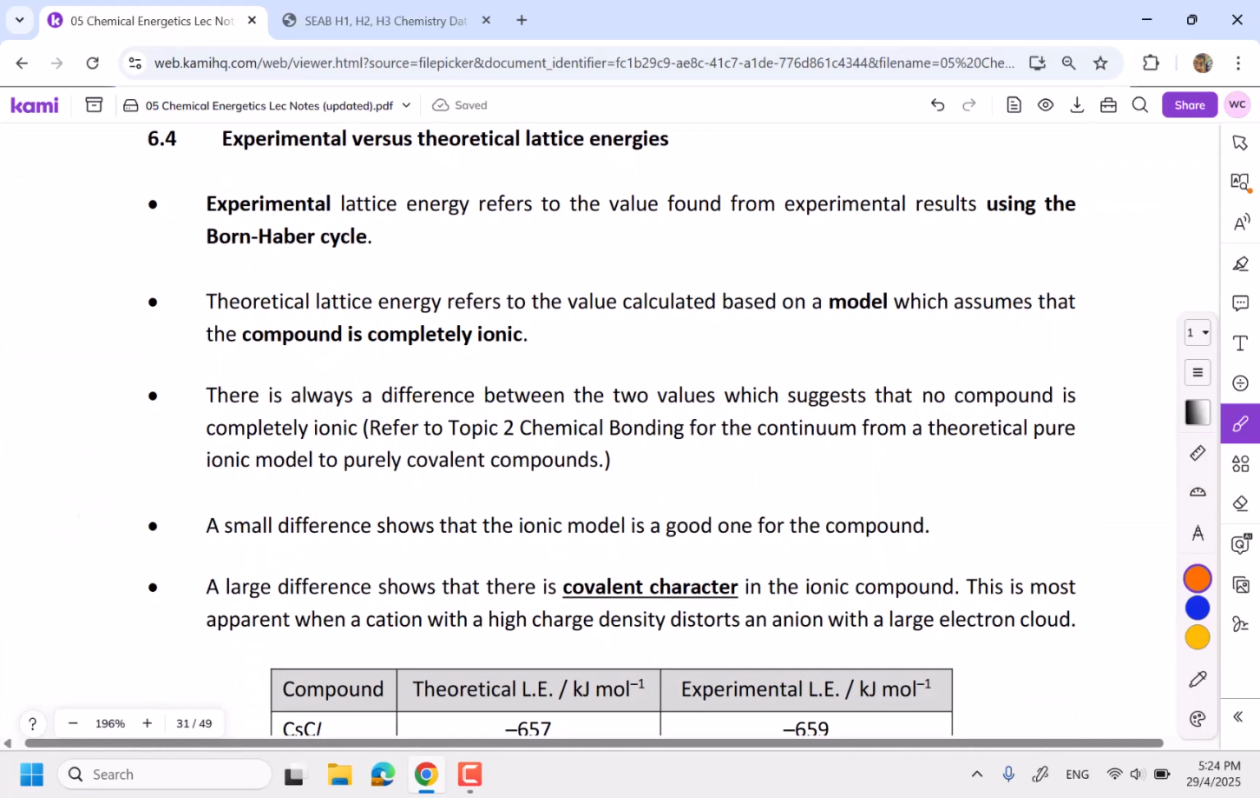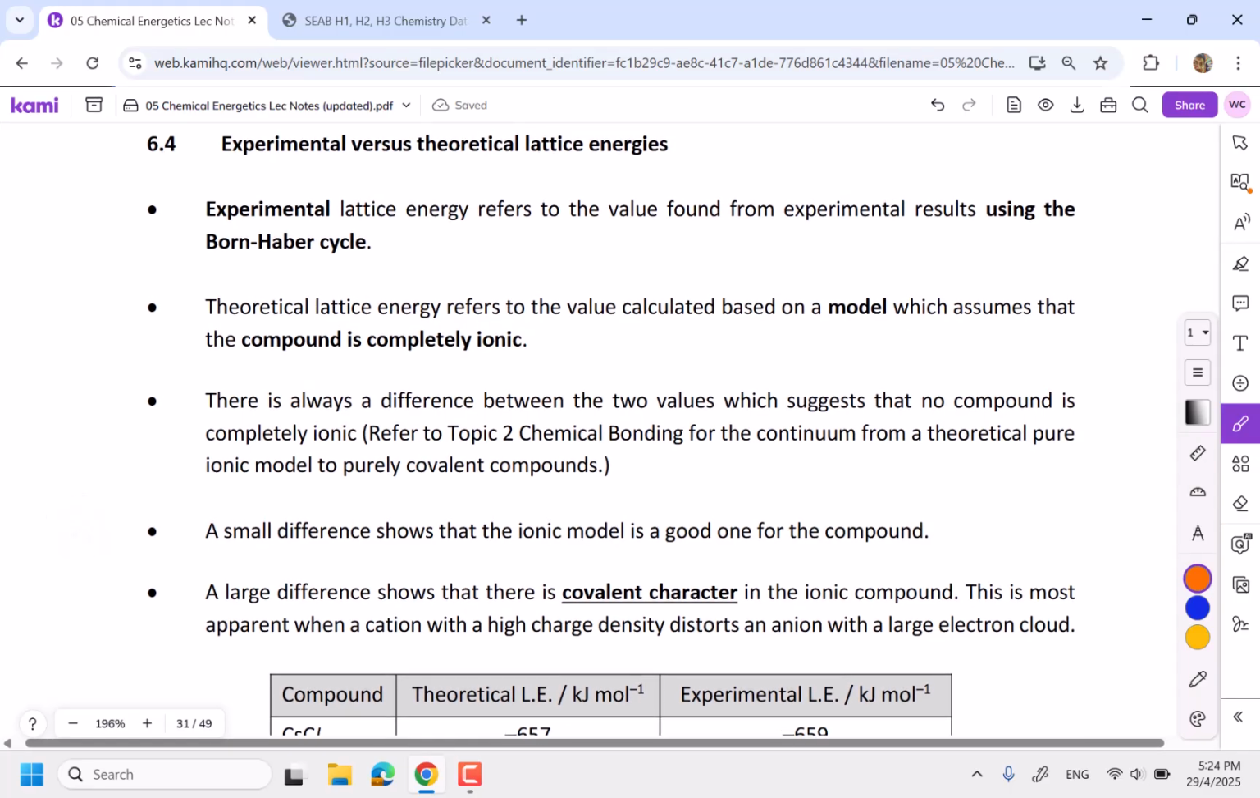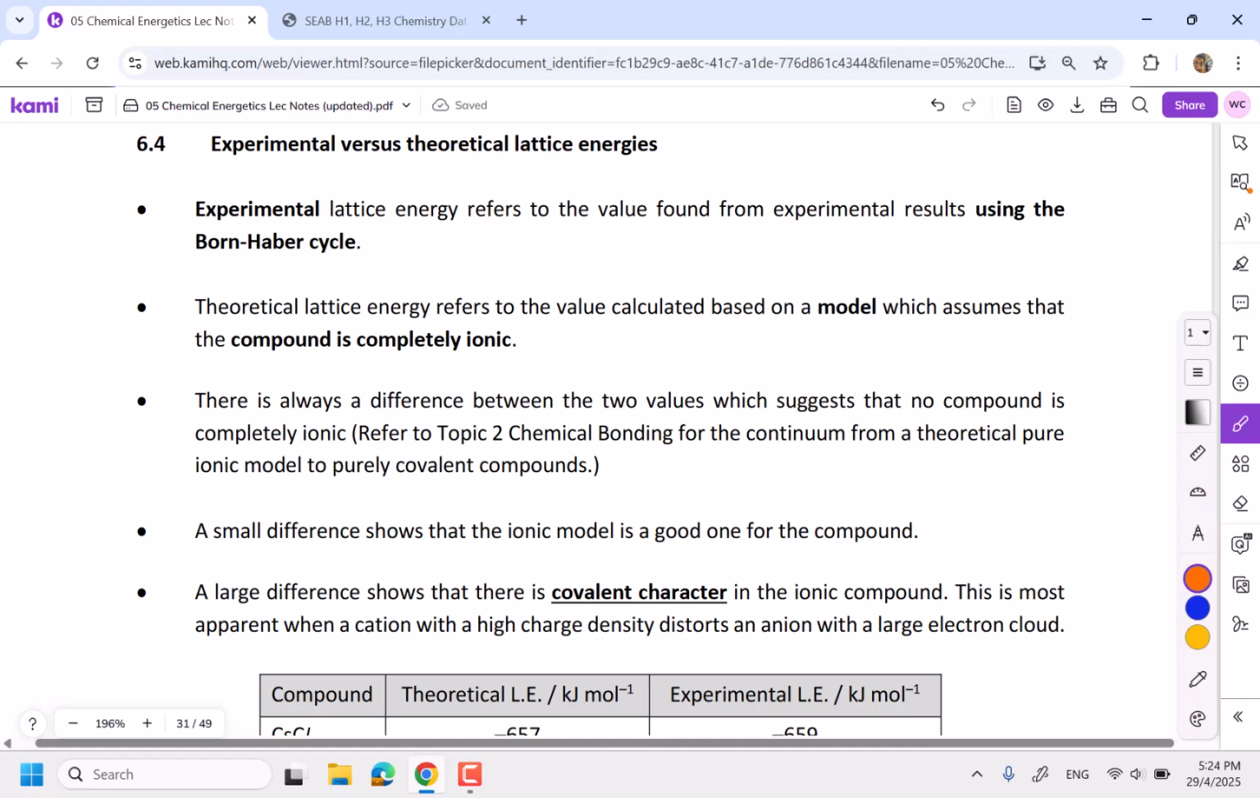Then section 6.4, we have experimental versus theoretical lattice energy. The experimental lattice energy is something you obtain through the use of the Born-Haber cycle, and these are experimental values of the relevant energetic terms. Theoretical lattice energy is something that we calculate based on a model that assumes the compound is completely ionic. Completely ionic here also means that they are point charges, and there is no covalent character present.